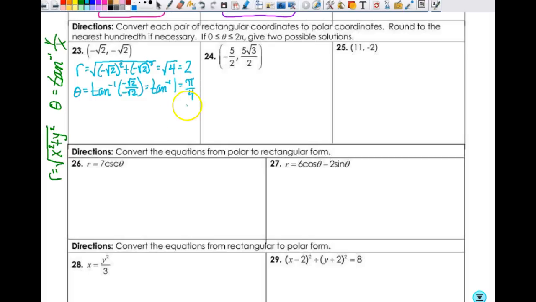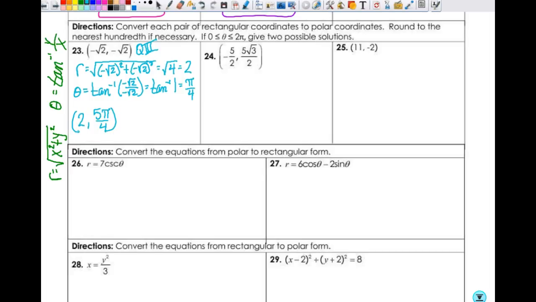However, that is not the angle that I necessarily use. You have to pay attention to which quadrant you're in. This right here, negative square root of 2, negative square root of 2, is a quadrant 3 point, which means I need my quadrant 3 pi fourths angle. It's going to be 2 and then 5 pi fourths. This gives me 2 and then 5 pi fourths.